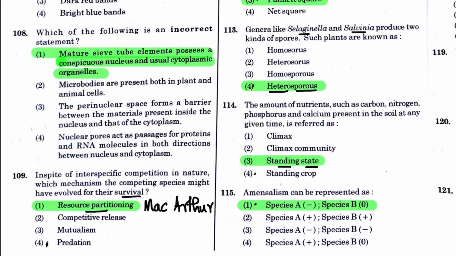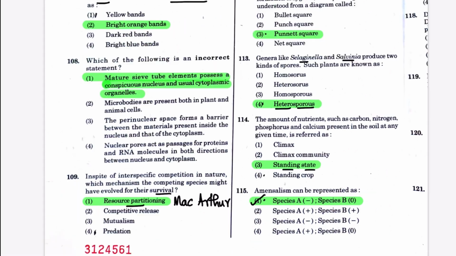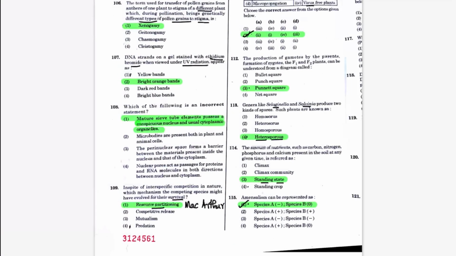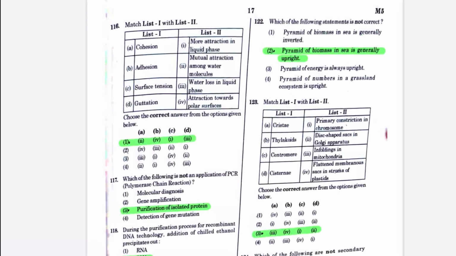Okay, so amensalism can be represented as, as we all know, in amensalism, one organism is affected whereas the other organism is neither affected nor benefited. Okay, so the best example is antibiotics. Okay, so they are asking you which species A, if it is affected, the other one will not be affected or not benefited also. So they are representing with 0. Okay, so for 115 the answer is 1. Okay, so next question 116.